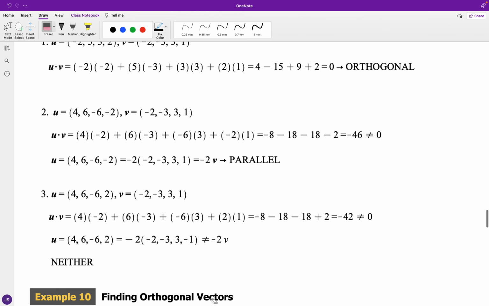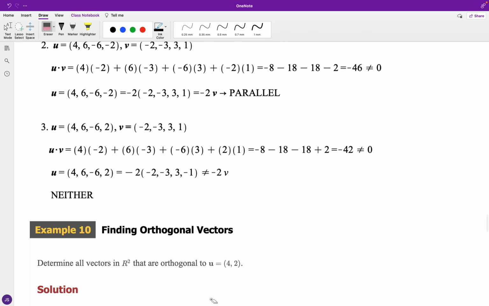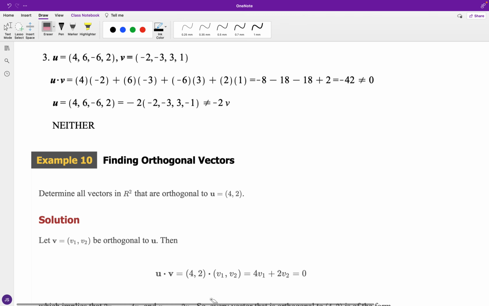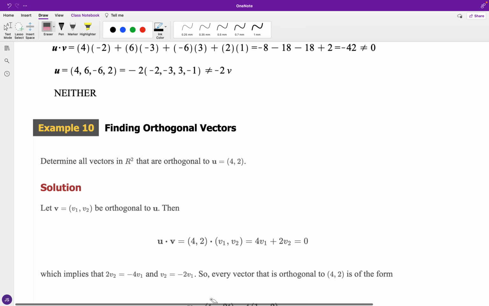All right. Now, for the case of finding orthogonal vectors, say as an example we are determining all vectors in R^2 that are orthogonal to u equal to 4 and 2. If we let v, with components v sub 1 and v sub 2, be that which is orthogonal to u, then the dot product is going to be 0.